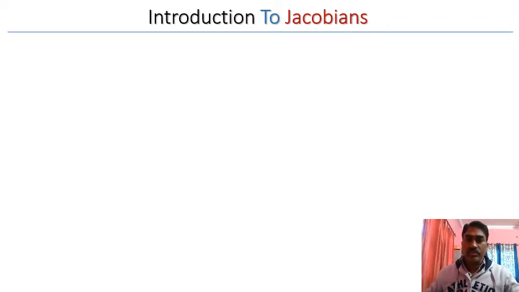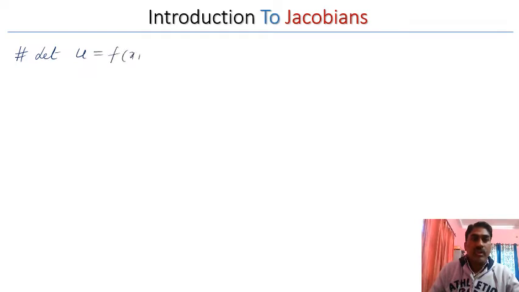So let us introduce the Jacobians definition. Let u be a function of x and y and v be some function of x and y. Then Jacobian of u and v.